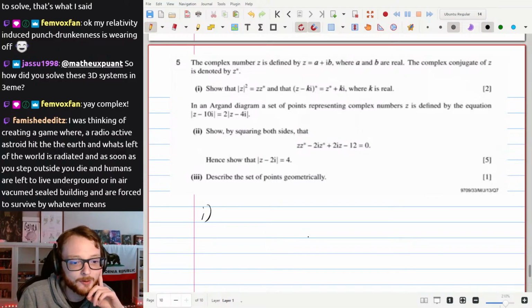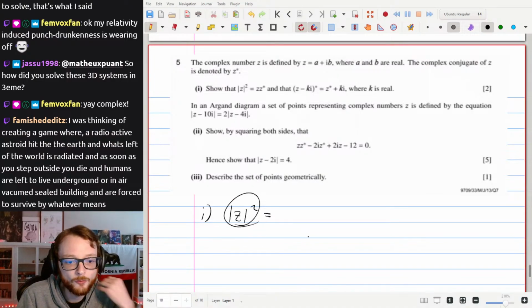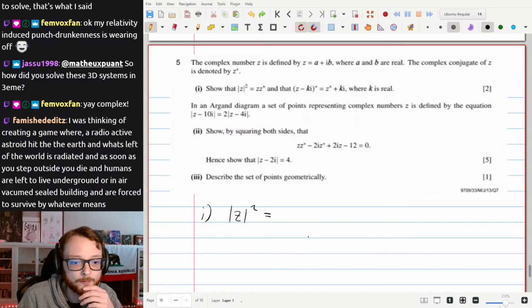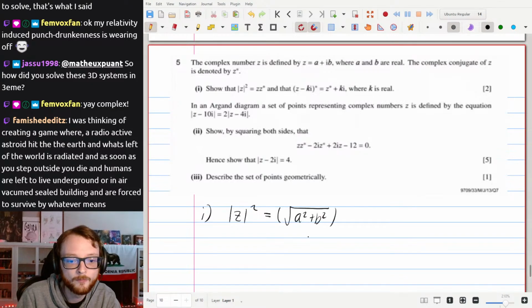So for the first part, they want us to prove something about the modulus of z squared being equal to z times z conjugate. So first off, let's establish what the modulus of z squared is. By definition, the modulus of z is the square root of a squared plus b squared. I should write this a little more neatly. And we have a squared outside, so the square root and the squared go away, so it's just a squared plus b squared.